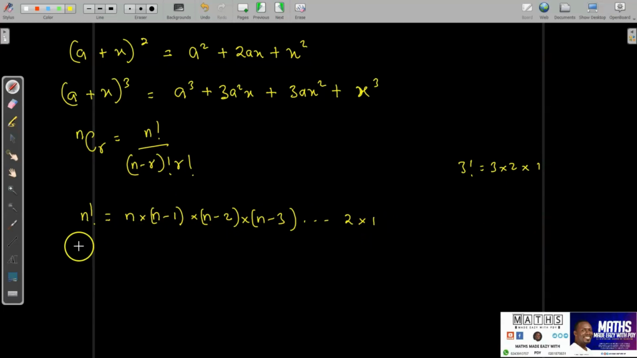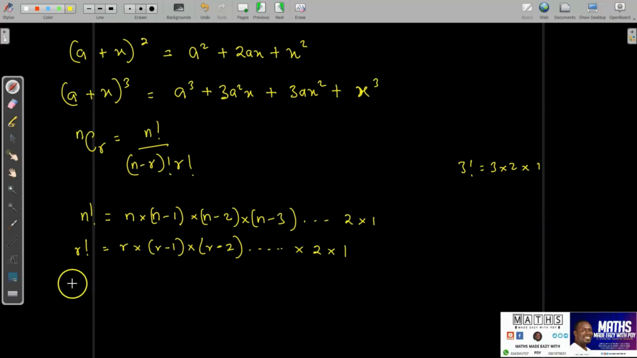Good. Then again, if I have R factorial, it means it is R multiplying R minus 1 multiplying R minus 2, and it goes on and on till we get to 2, then we get to 1. I hope you are with me.